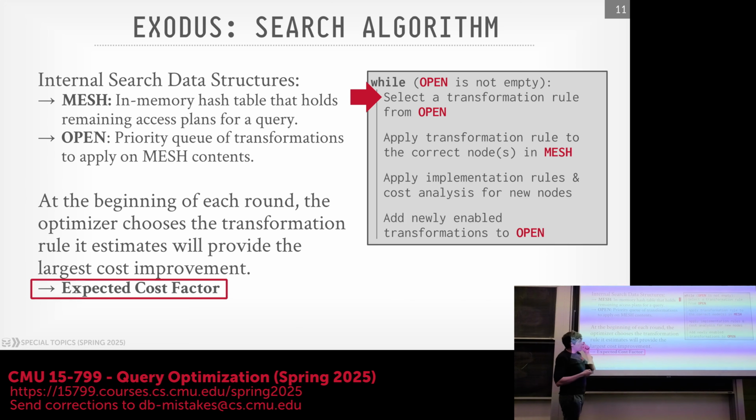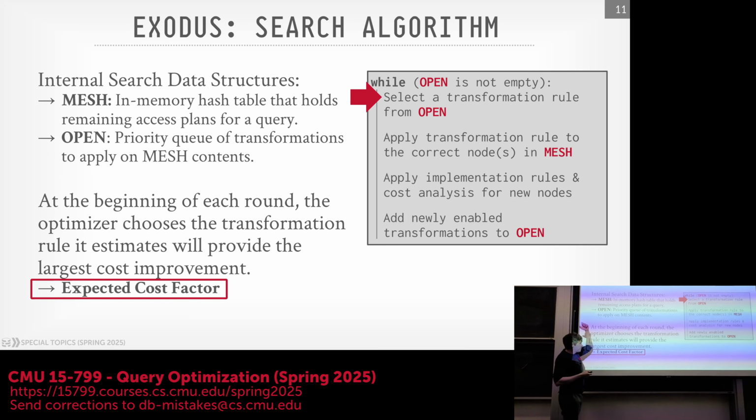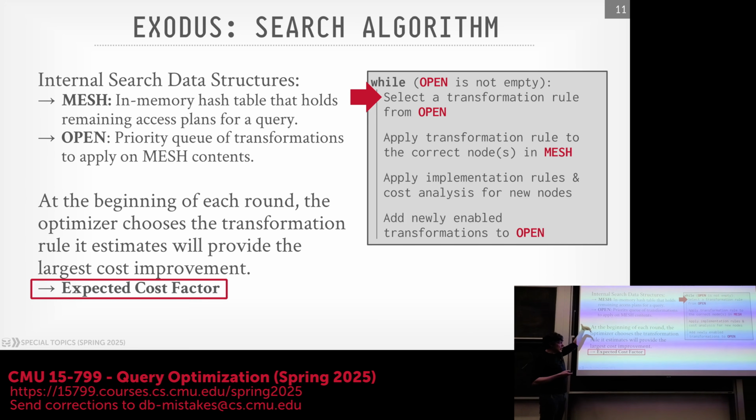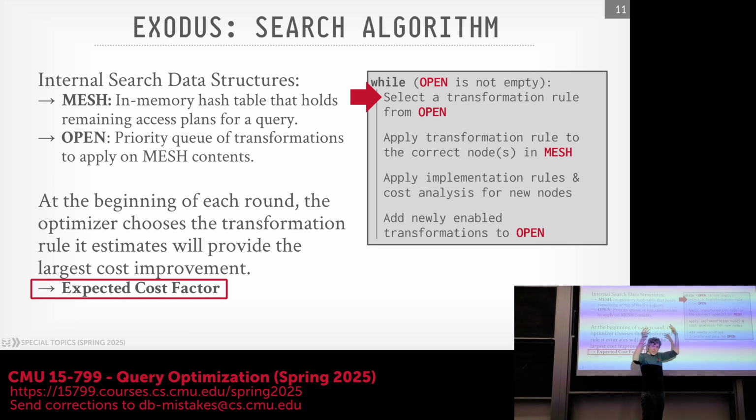So the key thing they're going to do, though, that's actually kind of interesting as well, is that at the beginning of each round, they're going to take a transformation rule and try to estimate what improvement I'm going to get upon doing this transformation. Then they're going to prioritize them based on which one you think is going to have the biggest win, and they call this the expected cost factor, right? So the open list is already a priority queue where there's something else that's keeping track of the priorities as you want to apply them, right?